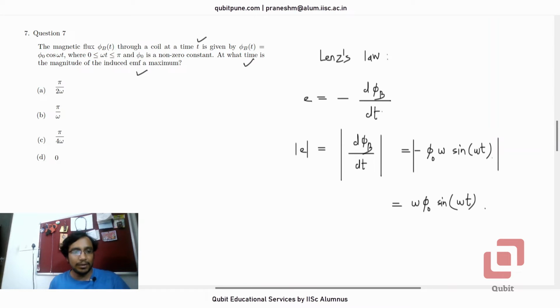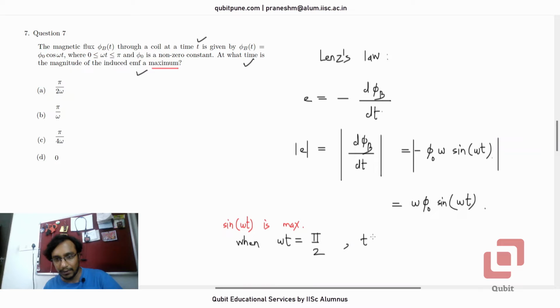Right? They want it to be maximum. So what is the maximum value of omega phi naught sin omega t in the range 0 to pi? Well, sin omega t is maximum in the range 0 to pi when omega t is pi by 2, because that is when sin omega t will be 1. Now if omega t is pi by 2, t will be pi by 2 omega.